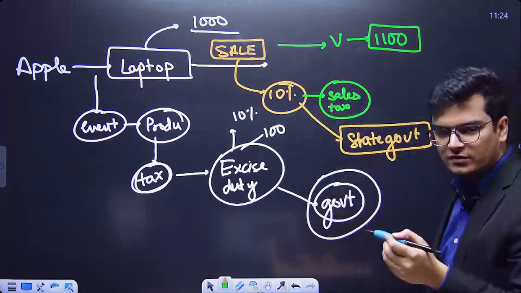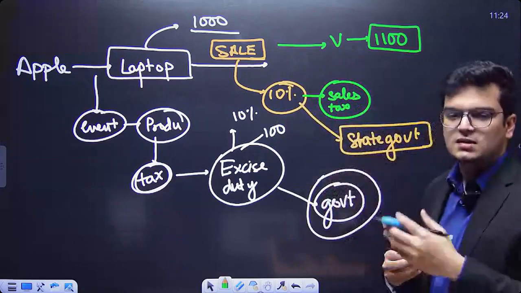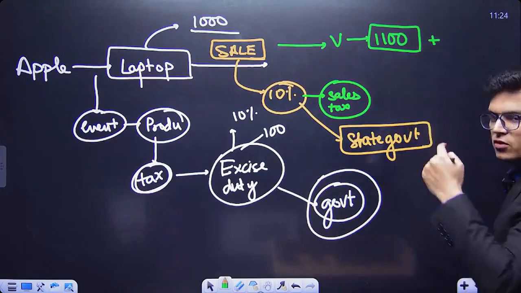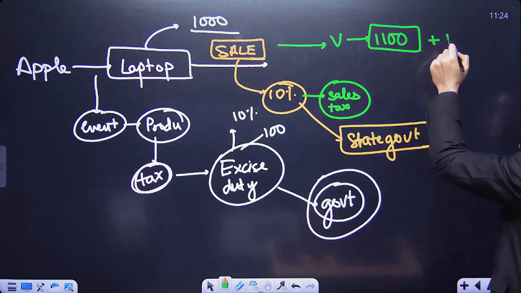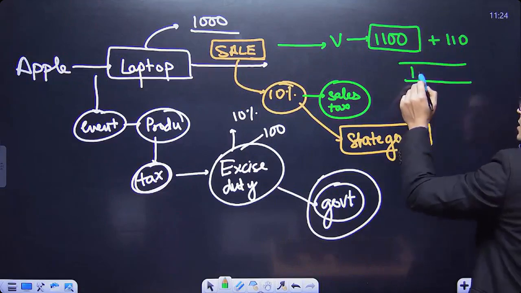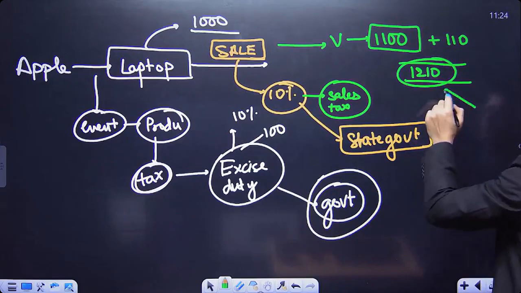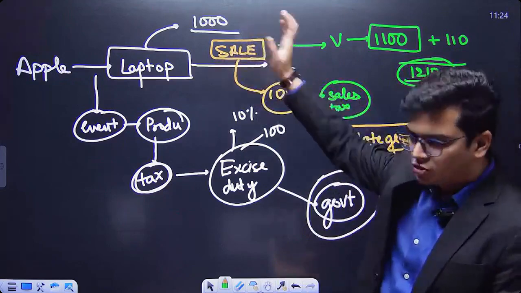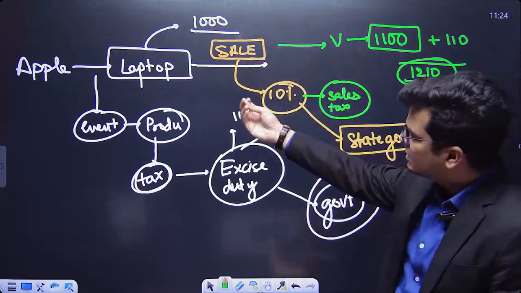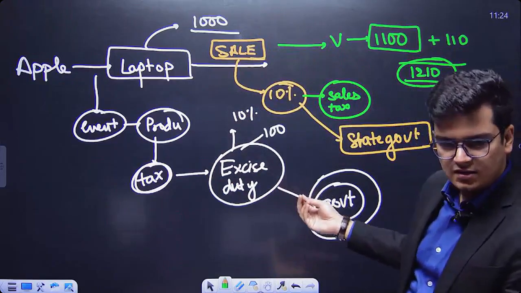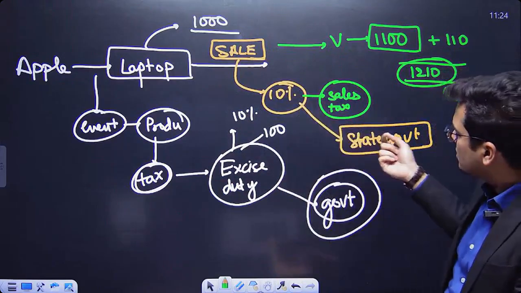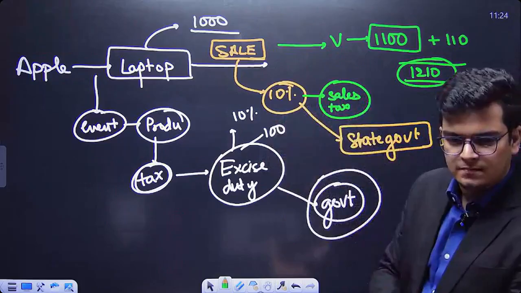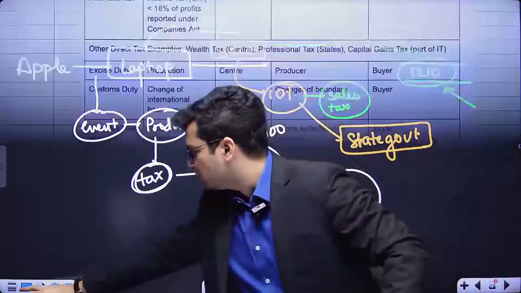On this value of sale, the state government will say deposit to us 10% tax. Value of sale is 1100. You have to deposit 10% of the value of sale, which is 110 rupees. So what will you actually be paying? You will be paying 1210 rupees. Out of this, Apple will keep 1000 rupees for itself, deposit 100 rupees to the central government as excise duty, deposit 110 rupees to the state government as sales tax. So sales tax is also an indirect tax. Let's look at the third indirect tax now.